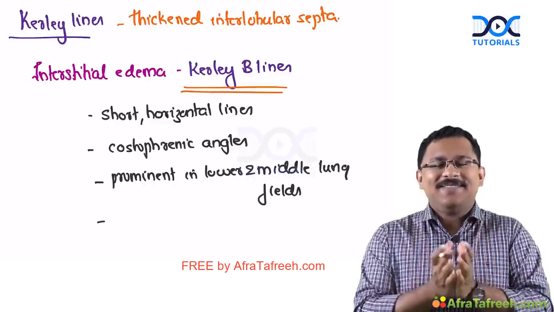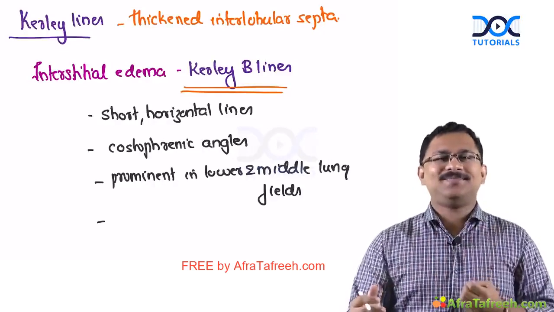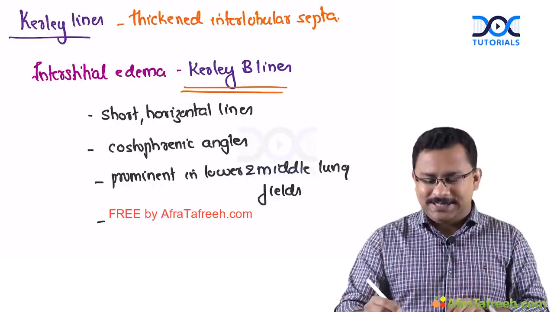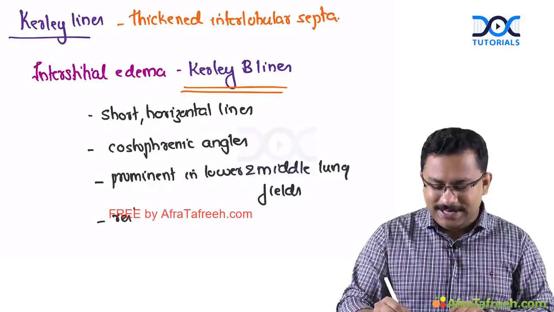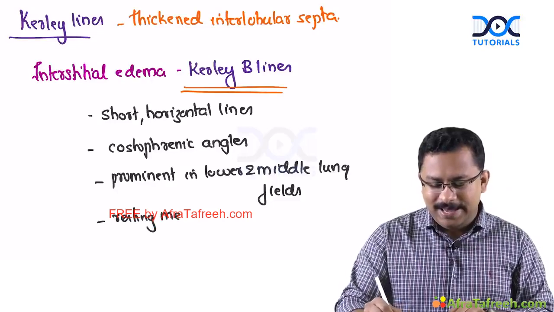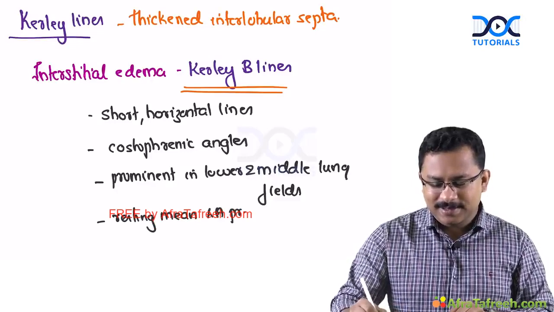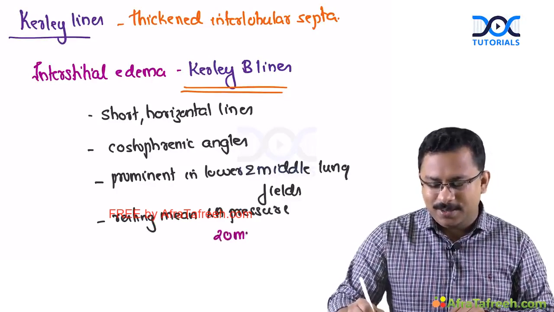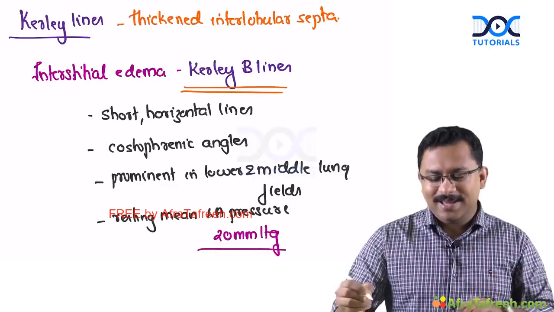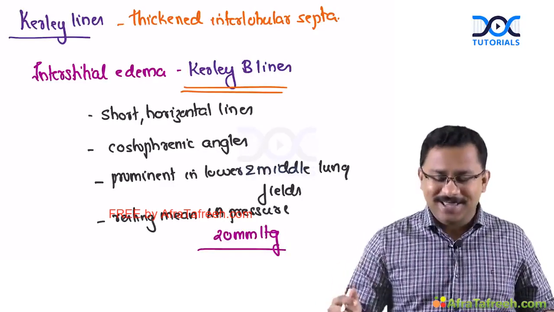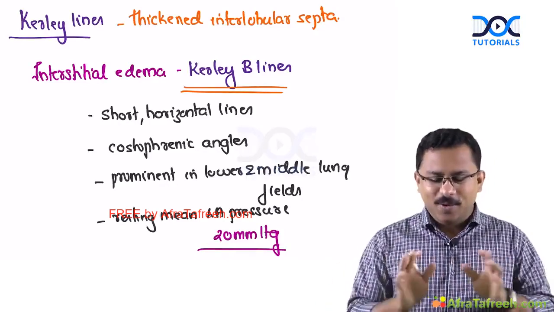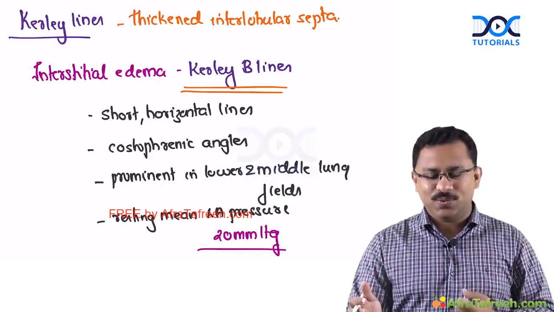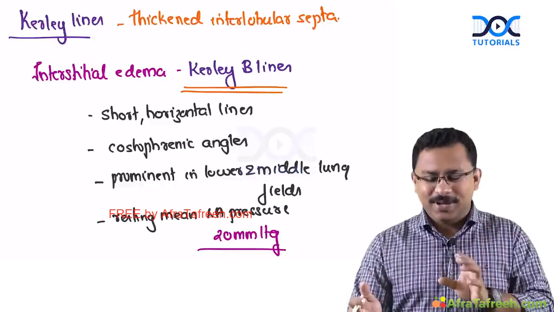And to have a development of a curly B line, most often the resting mean left atrial pressure, the resting mean LA pressure, is at least 20 millimeter mercury. Okay, so I hope you are clear regarding what is a curly B line. We'll come to the X-ray very soon, but I hope the idea is clear.